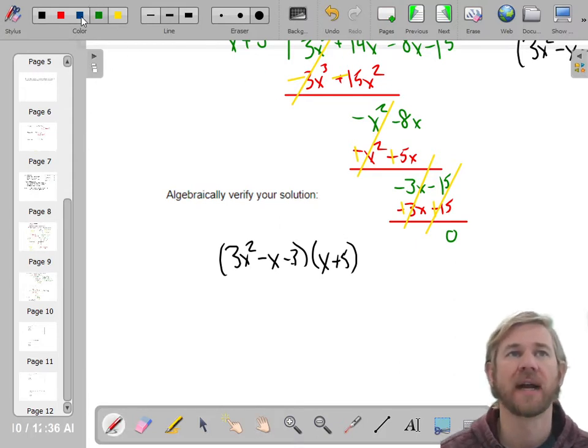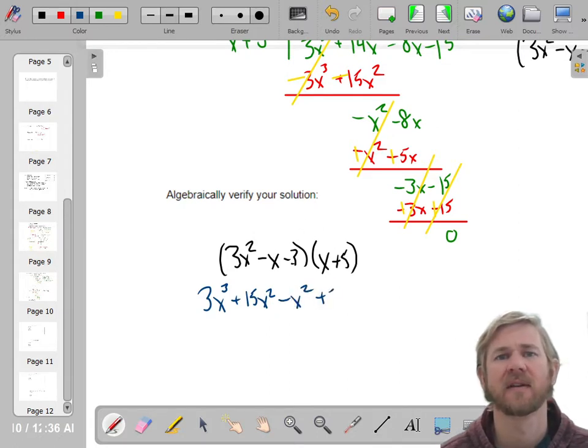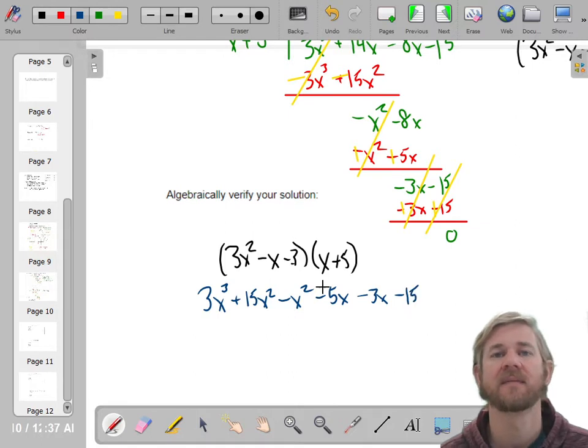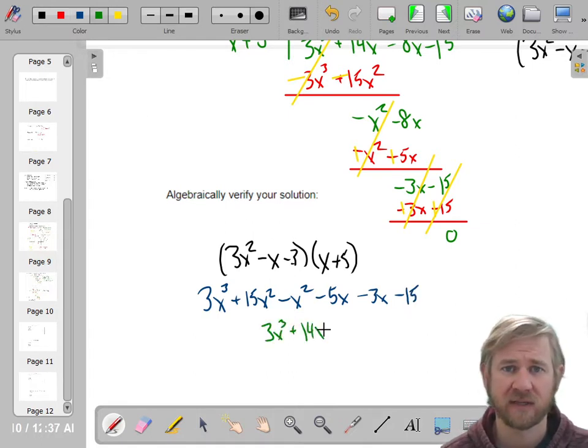So we're going to FOIL it out. 3x squared times x is 3x cubed. 3x squared times 5 is 15x squared. Negative x times x is negative x squared. Negative x times 5 is negative 5x. Negative 3 times x is negative 3x. And negative 3 times 5 is negative 15. So I got 3x cubed plus 14x squared minus 8x minus 15.